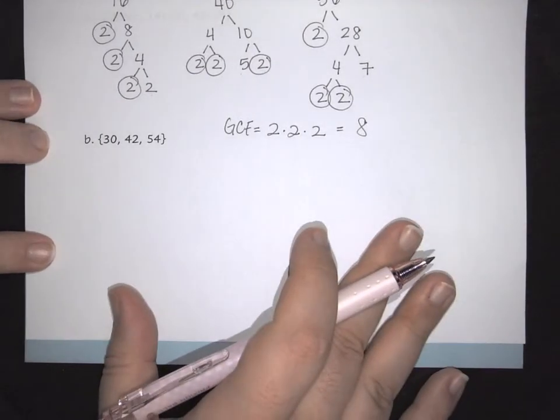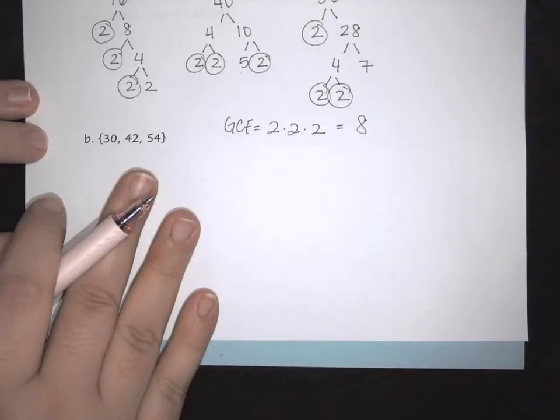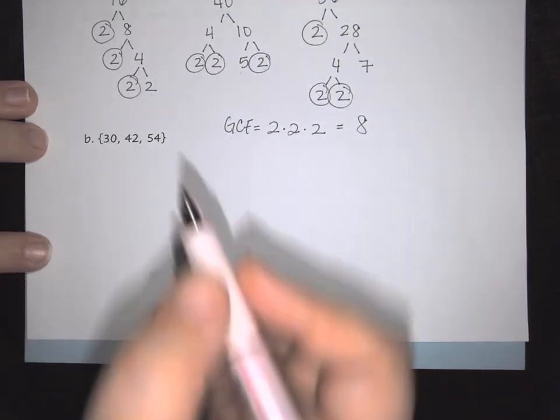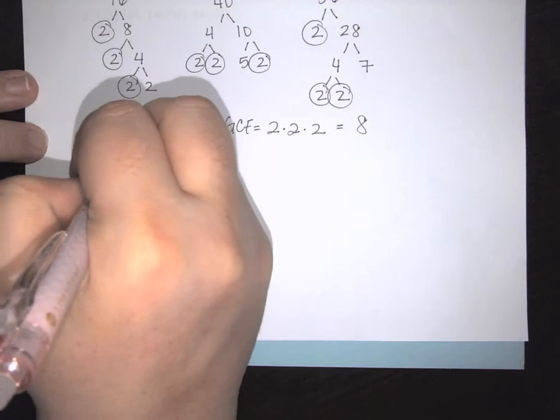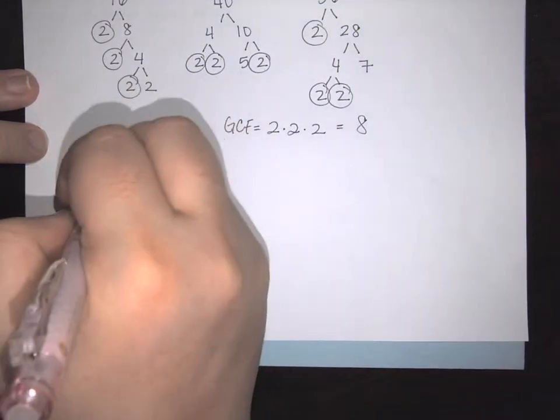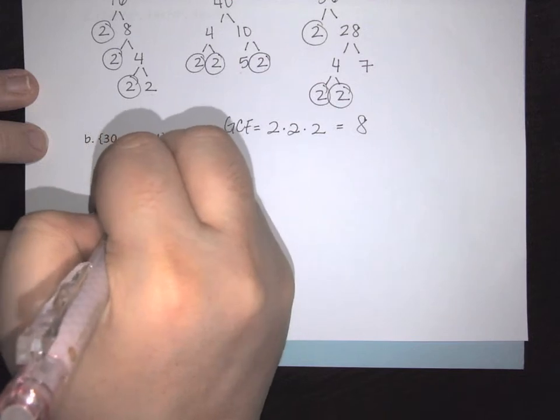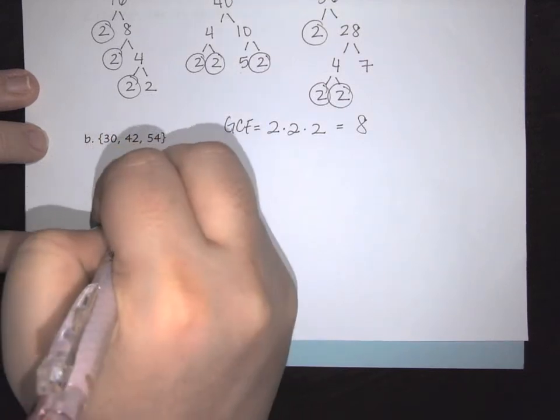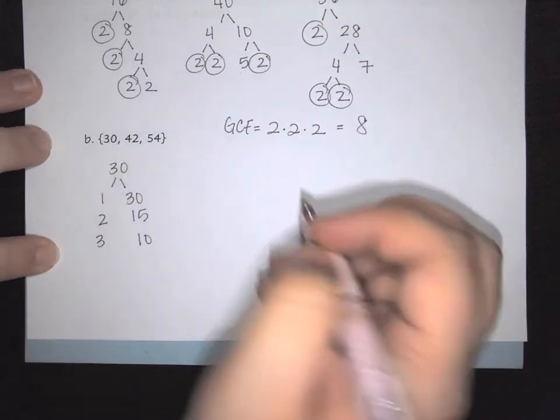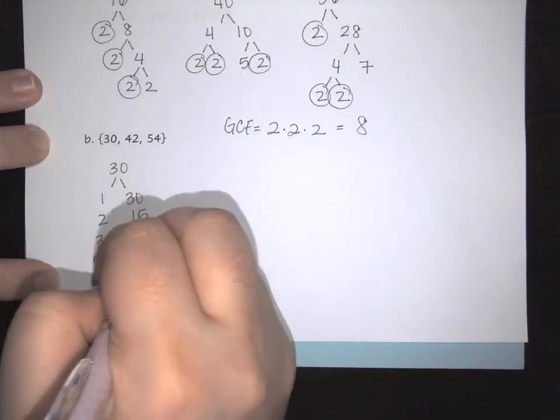Okay, so let's look at this next example here, and I'm going to go ahead and show you how to find your greatest common factor using just straight factors. So if we look at 30, this is called creating a factor tree. So 30 would break down into 1 times 30. You would have 2 and 15. We would have 3 and 10. And we would have 5 and 6.